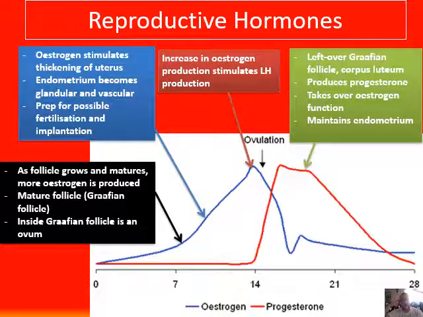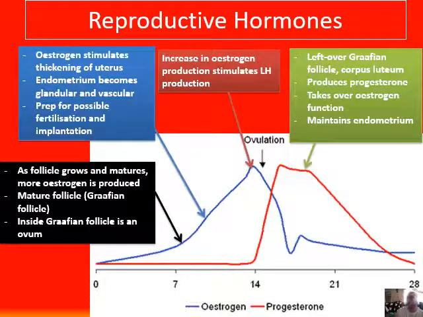In the beginning, day 0, you can see that there is very little of both of those hormones, and then the blue starts to increase a lot. So as the follicle grows and matures, more estrogen is produced, because remember, the mature Graafian follicle actually secretes the estrogen. Inside the Graafian follicle is an ovum. In the blue block, estrogen stimulates thickening of the uterus. The endometrium becomes glandular and vascular.